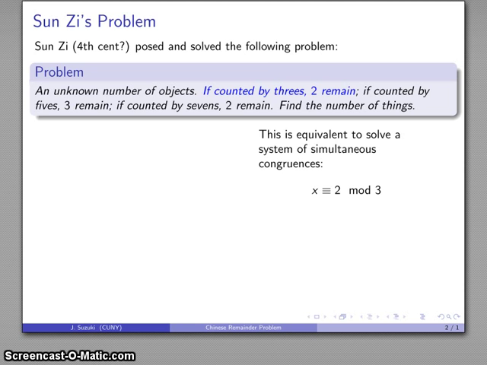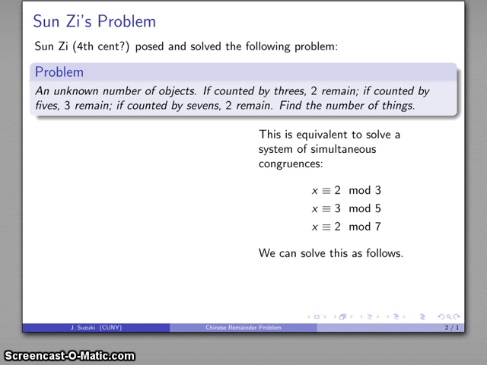So what is that? Well, if I count them by 3 and I have 2 left over, that says however many objects I have is going to be congruent to 2 mod 3. Likewise, if I count by 5 and I have 3 left over, that tells me that however many objects I have is congruent to 3 mod 5. And then finally, if I count by 7s and I have 2 left over, that tells me that this number is going to be congruent to 2 mod 7. So now I have this system of simultaneous congruences, and I can solve this as follows.